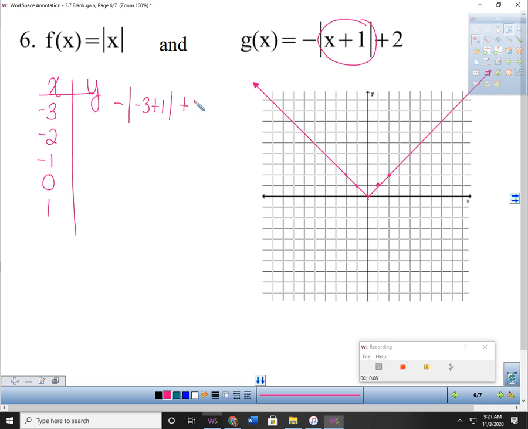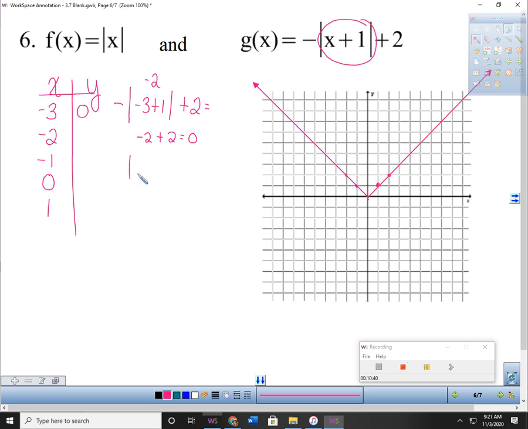plus 2. You got to be careful on these. People tend to do them wrong. So do inside of here first. Negative 3 plus 1 gives you negative 2, right? And the absolute value of negative 2 is 2, but then you've got this minus up front. So you really have negative 2 plus 2, which is 0. So don't forget about your little negative on the outside.